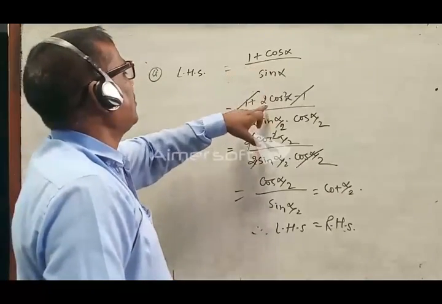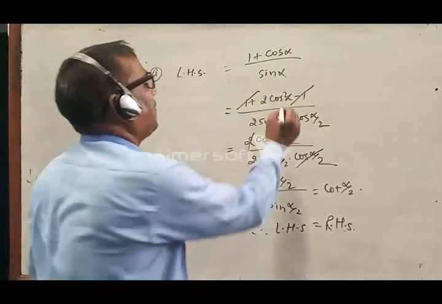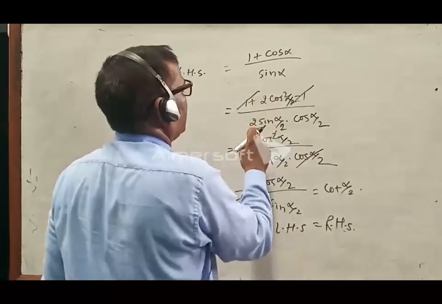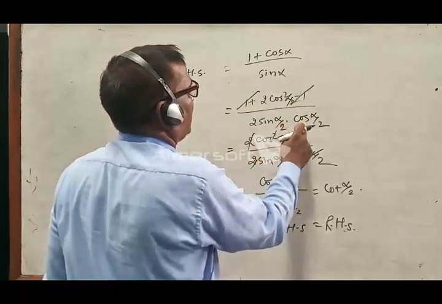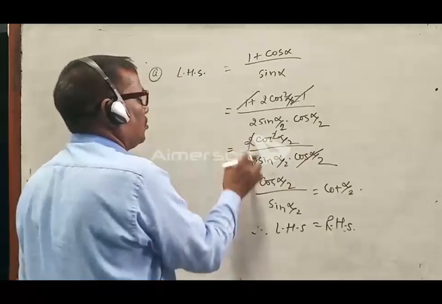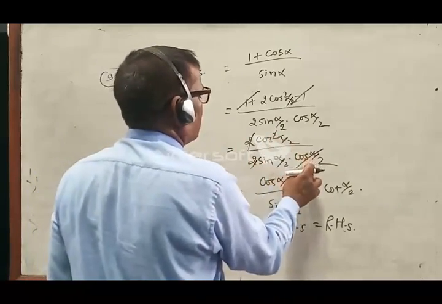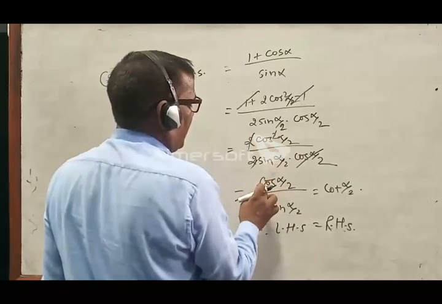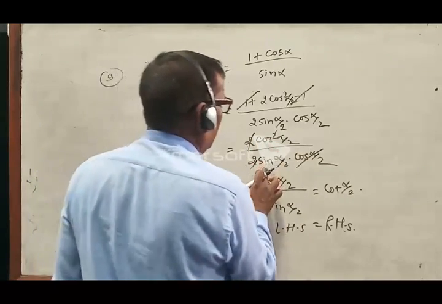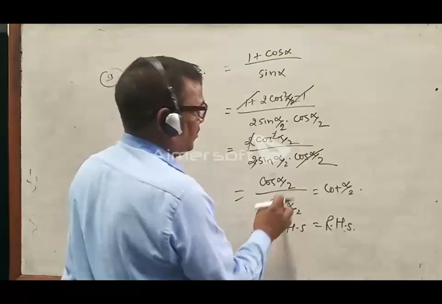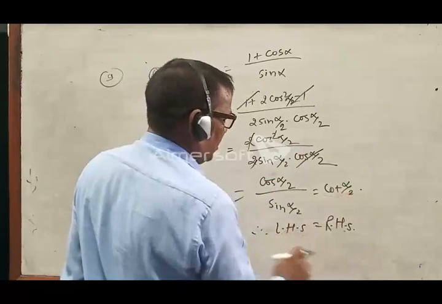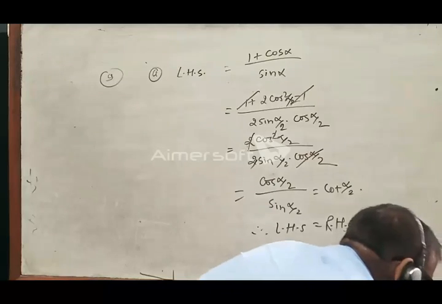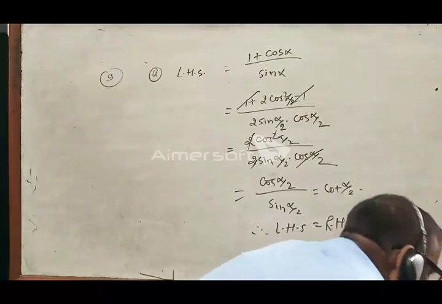Here cos alpha in multiple angle form is 2 cos square alpha by 2 minus 1, and sin alpha in multiple form is 2 sin alpha by 2 into cos alpha by 2. 2 is cancelled, cos alpha by 2 and cos alpha by 2 is cancelled. In the remaining part, the numerator is cos alpha by 2 and the denominator is sin alpha by 2. Cos by sin is equal to cot. Our proof is complete.